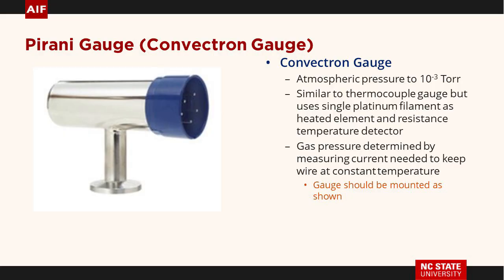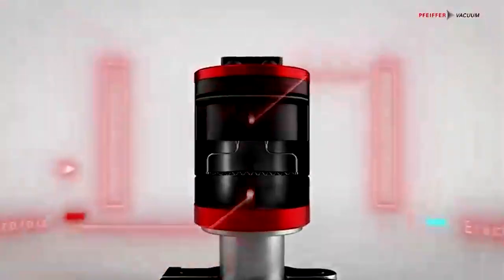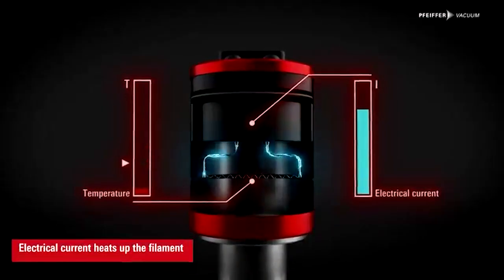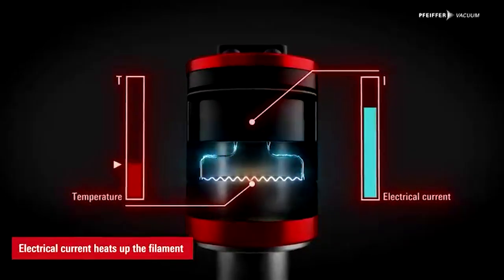The gas pressure is determined by measuring the current needed to keep the wire at a constant temperature, and it's supposed to be mounted that way. Measuring the current needed to keep the wire at a constant temperature. So, do you want to hit the video? We'll just show them that. I know we've got one apart. We brought a lot of stuff, but there's always more.